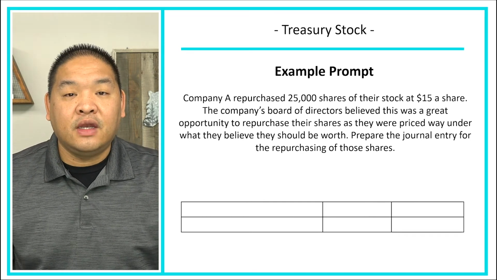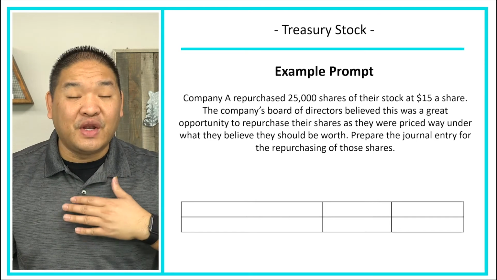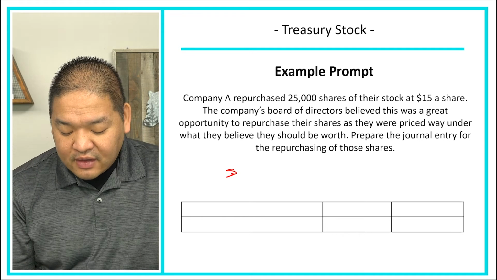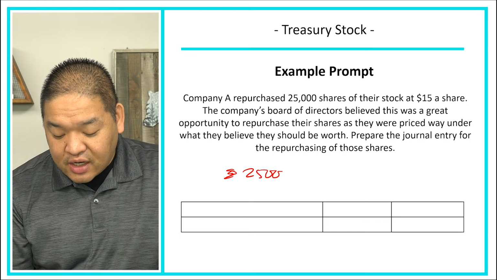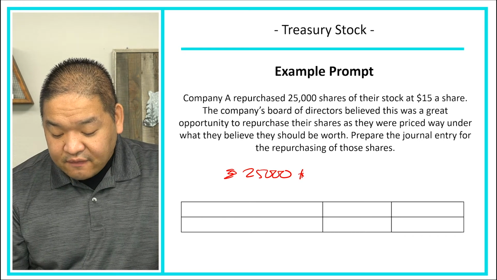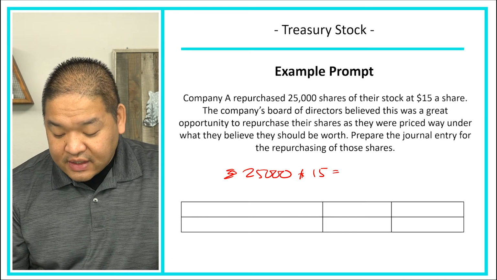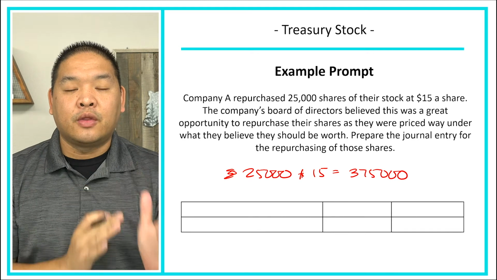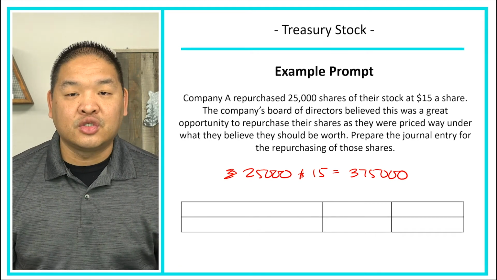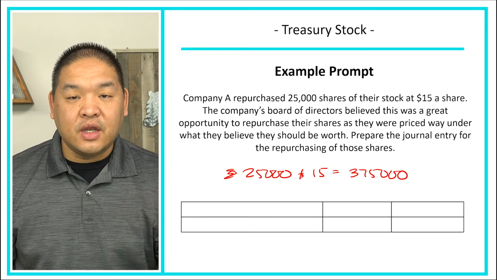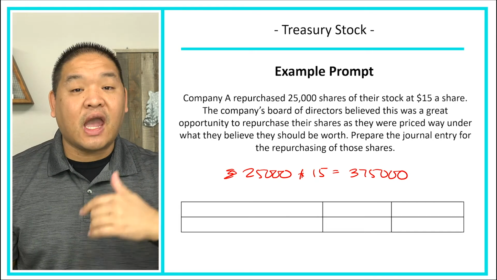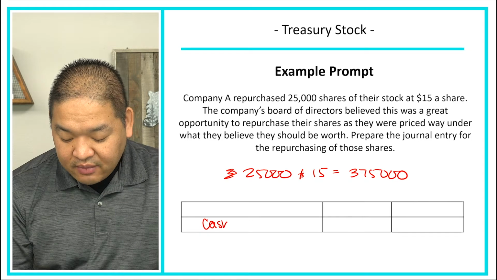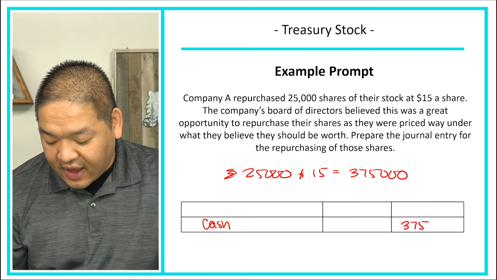So first off, we need to know how much cash the company is going to have to pay to rebuy those shares. We know it's going to be 25,000 shares at $15 a share, which would give us $375,000. So the company's going to need to come up with $375,000 in order to rebuy their shares. So we know that's going to be cash out. Cash out would be a credit. So we're going to credit cash in the amount of $375,000.